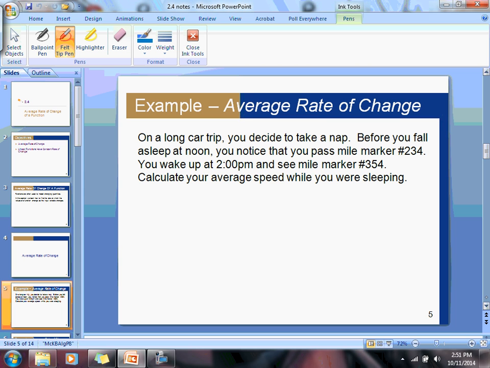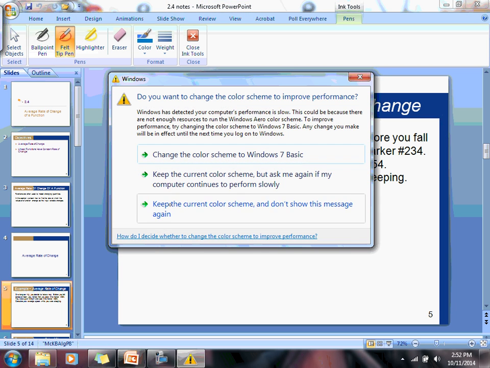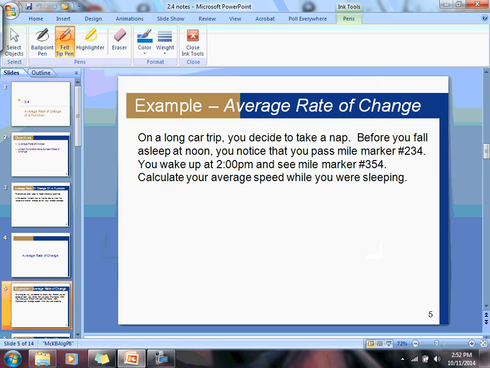For our first example, we're going to explore this concept of an average rate of change by just diving right into it. On a long car trip, you decide to take a nap. Before you fall asleep at noon, you notice that you pass mile marker 234. You wake up at 2 p.m. and see mile marker 354. Calculate the average speed while you were sleeping.